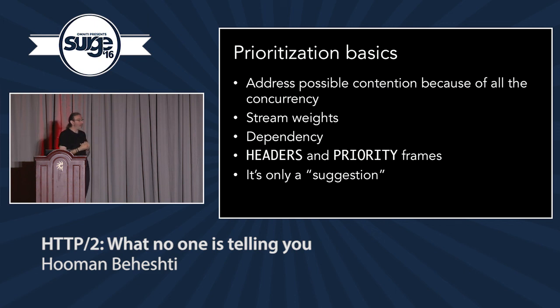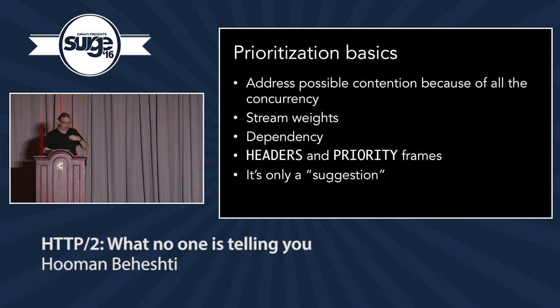Stream weights and dependencies are communicated in two different mechanisms. One is through a headers frame. As you make a request, you can assign a priority and a dependency to it. Or you can change that with a priority frame, just on its own. A priority frame just dictates priority and dependency. And the spec goes out of its way to say it's only a suggestion. So it's basically a suggestion from the client to the server for ways to prioritize. The server is not obligated to observe those priorities, but it's a pretty good suggestion.